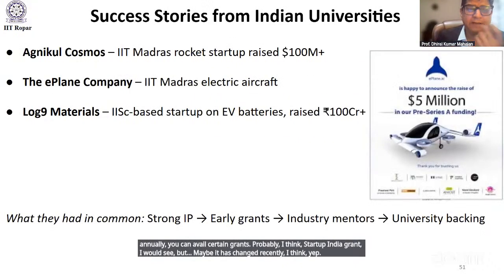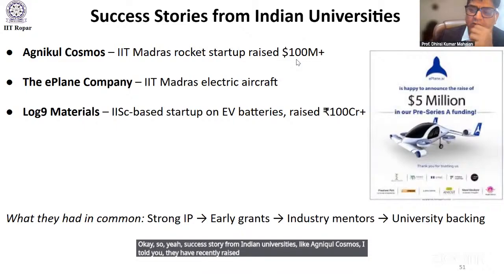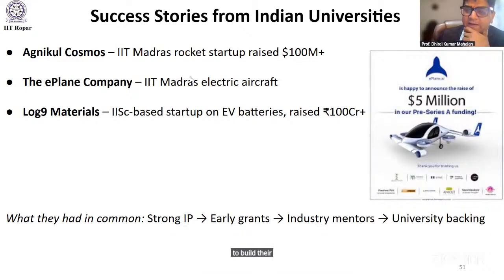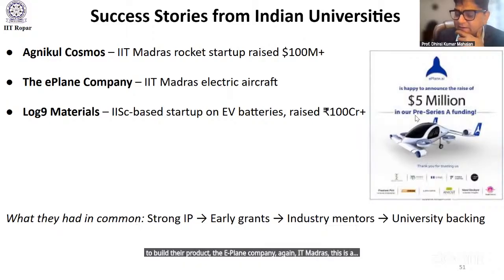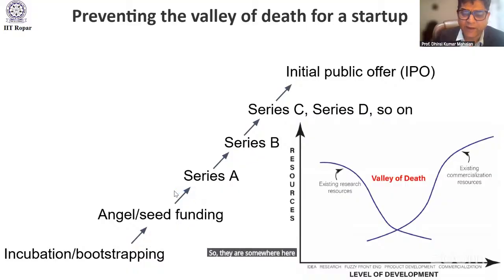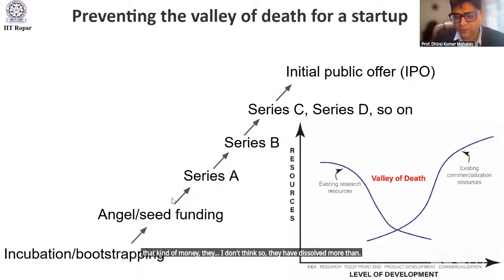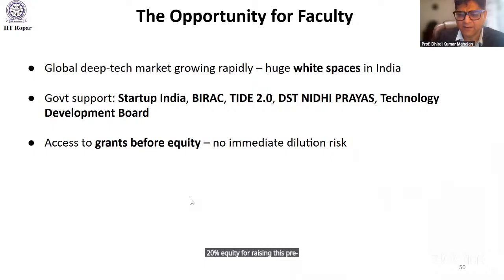Okay. So success stories from Indian universities, like Agnikul Cosmos. I told you they have recently raised $100 million to build their product. The E-plane company, again IIT Madras, has recently raised pre-Series A funding. Now you see the terminology. Where does pre-Series A funding start? Here. So they are somewhere here, and they have raised $5 million at this stage, because probably they made some proof of concept in the university and showed an investor what money they need, and 5 million is like 50 crore. So 50 crore for their e-plane to scale up. I don't think they have diluted more than 20% equity for raising these pre-series funds. But yeah, the numbers I have to check.